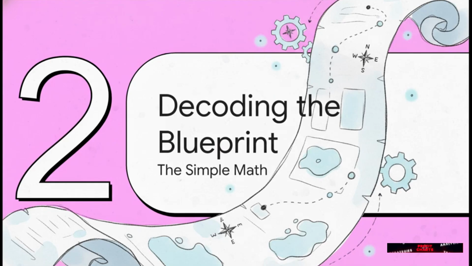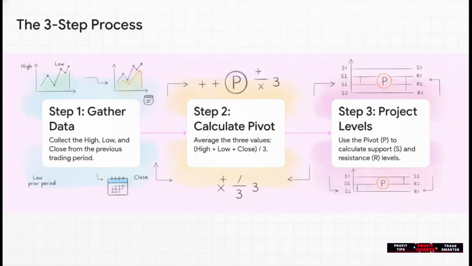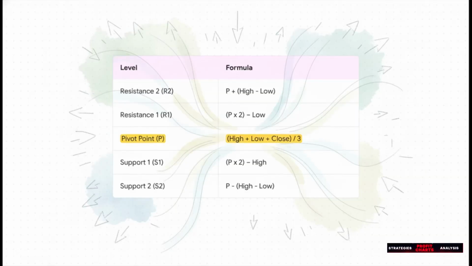All right, so we get that it's a roadmap. But how is this thing actually drawn? You might be thinking it's some crazy complex algorithm, but the truth is, it's beautifully simple. Let's decode that blueprint. It's really just a simple 3-step process. First, you grab the high, the low, and the close from the last period, so yesterday, for example. Second, you add them up, divide by 3, and boom, you've got your main pivot point, or P. And third, you use that P value in a few simple formulas to generate all your support and resistance levels for the day. That's it. And here are those standard formulas.